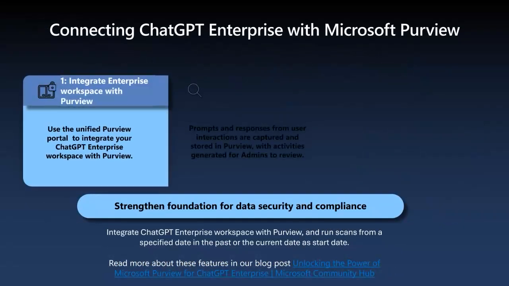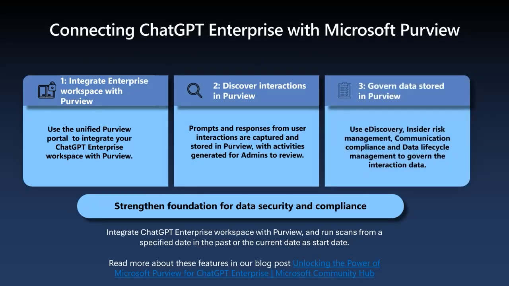So let's have a quick look at the integration itself. So of course, first you need to integrate with your enterprise workspace. So this is focused on ChatGPT Enterprise. So you need to first set up that connection to your ChatGPT Enterprise workspace to get this synchronization going. Once that is set up, you will start to see prompts and responses coming through.